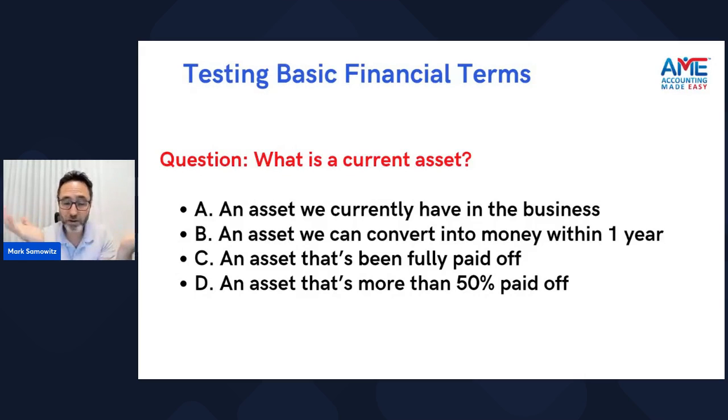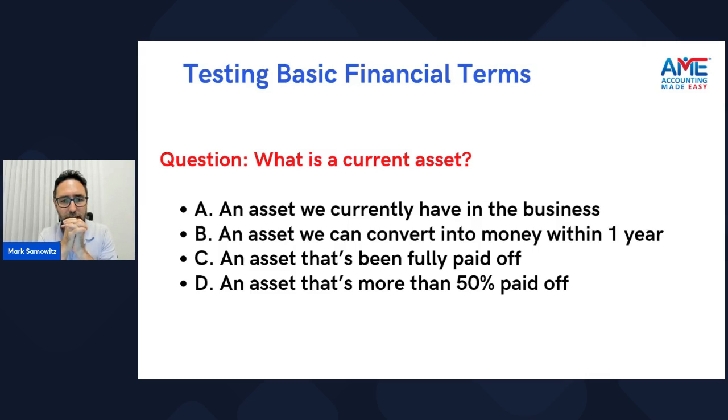Is it an asset we currently have in the business? Is it an asset we can convert into money within 1 year? Is it an asset that's been fully paid off? Or is it an asset that's more than 50% paid off? If people put an asset we currently have in the business, that tells us they don't understand how the term current is used within a finance setting, because it has got nothing to do with assets we currently have in the business.